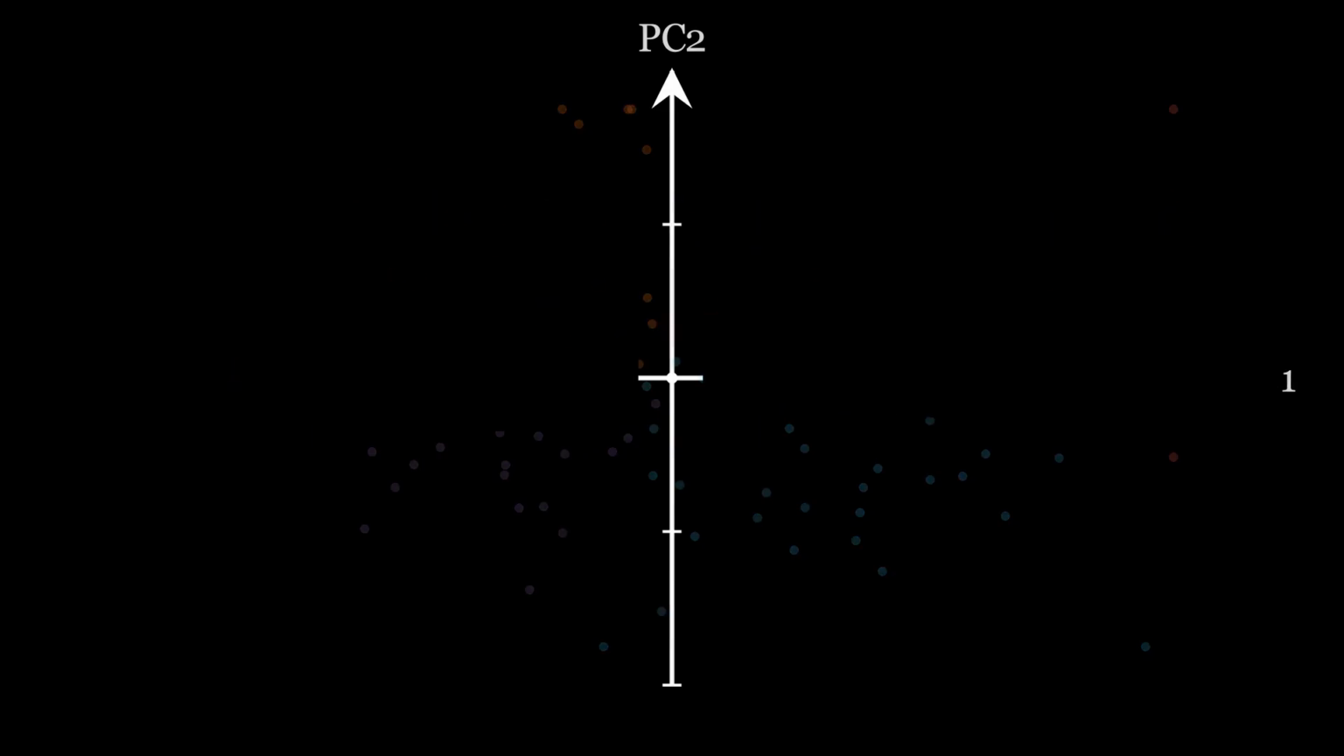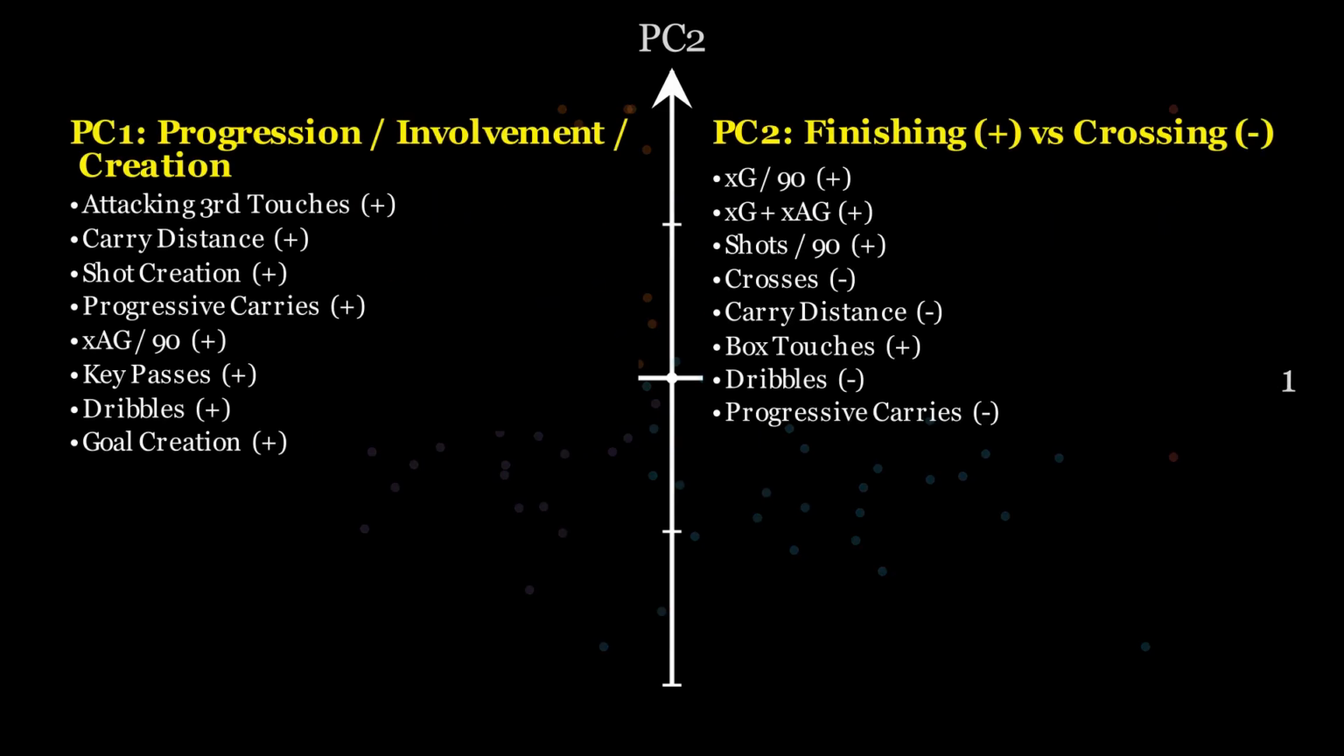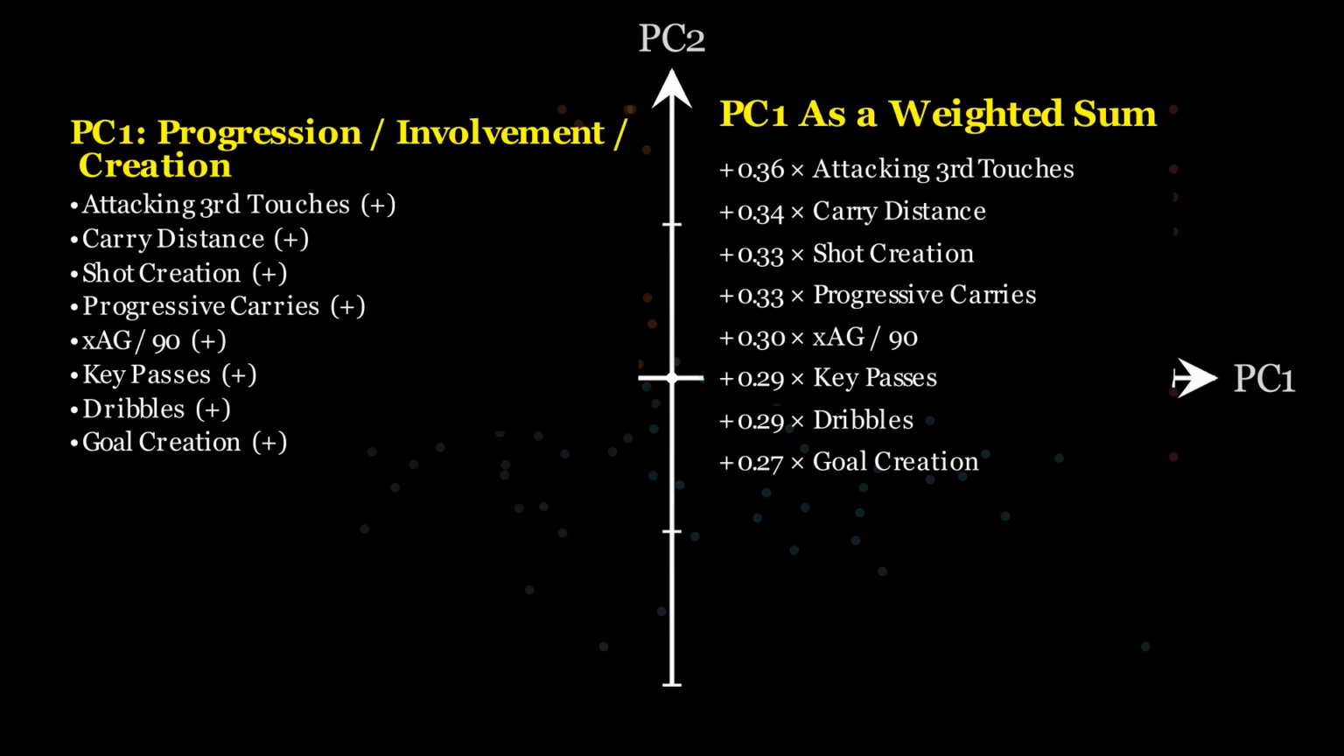We can see here that PC1 and PC2 are affected by the following metrics, and let's drill down into PC1 to actually see exactly how. We can see that the most influential metric in PC1 is attacking third touches with a weight of about 0.36, followed closely by carry distance at 0.34, shot creation at 0.33, and so on. Because all of these weights are positive, increases in touches, carry distance, and creation all push PC1 higher.